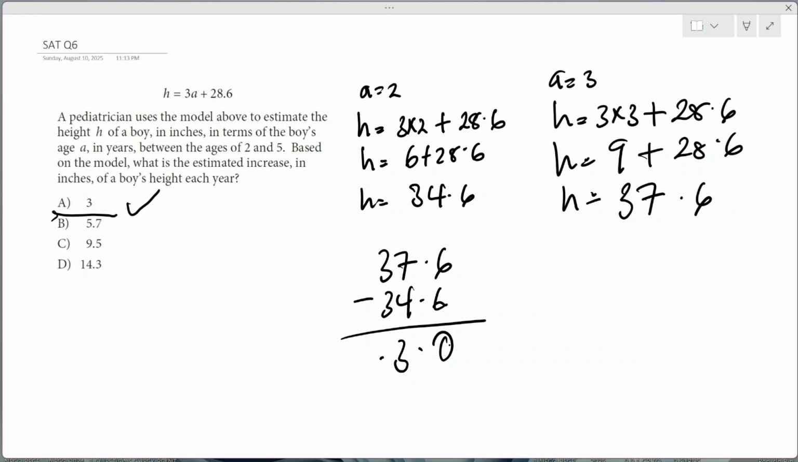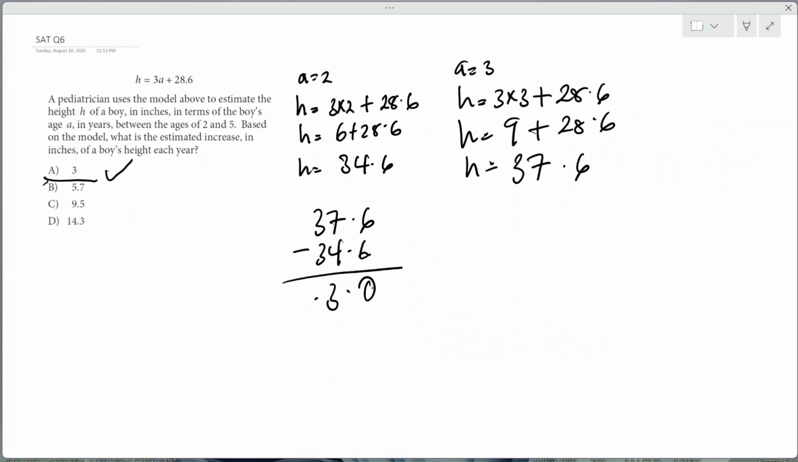But you can do further confirmation by taking the age at 4, but you have to be very quick, because it's not just knowing but also being fast. So let's just take the height at 4 and compare it to the height at 3 and see if the answer is similar to what we got when we compared the height at 3 with the height at 2. Let's take the height at 4.